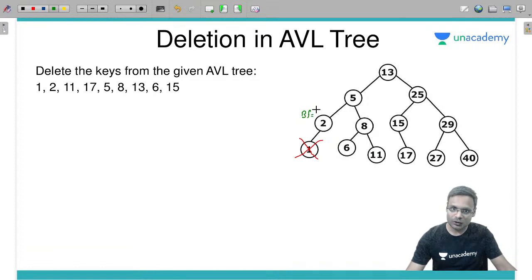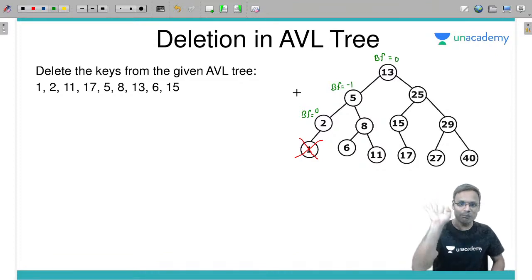What is the balance factor at 2? 0. What is the balance factor at its parent? Again, 1 minus 2 is minus 1. What is the balance factor at 13? 0, 1, 2, 3, whatever, it becomes 0.